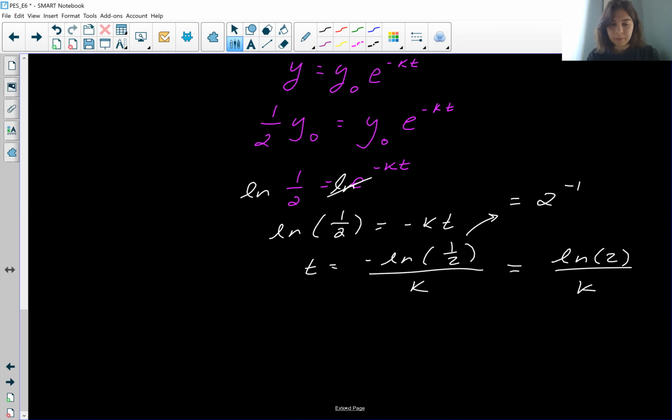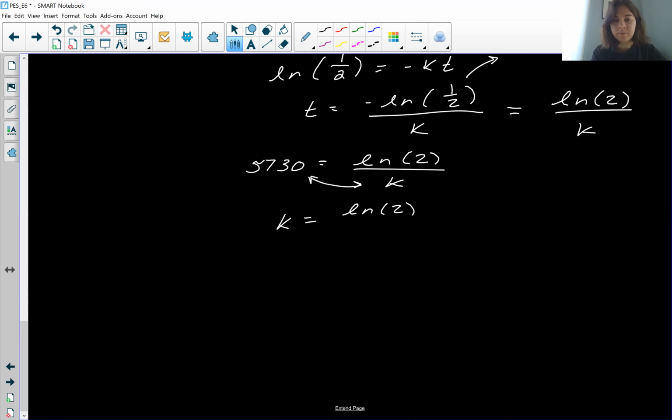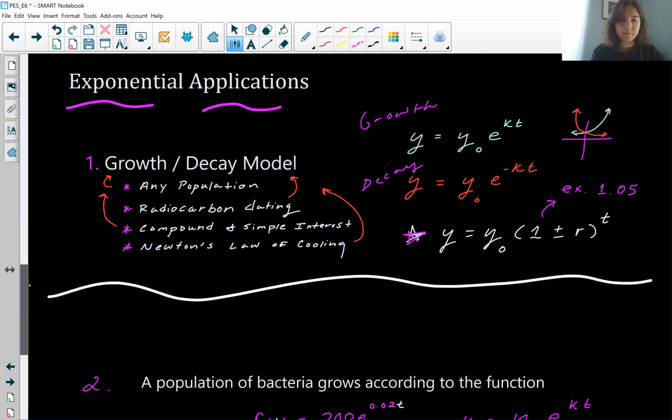All right, so they told us that the half-life is 5,730. So we're going to plug that in and finally solve for k. You would kind of switch these, so you would do the natural log of 2 divided by that 5,730 number. Now we could sort of approximate this, but it's better if we can leave it exact. So we'll just leave that for k.